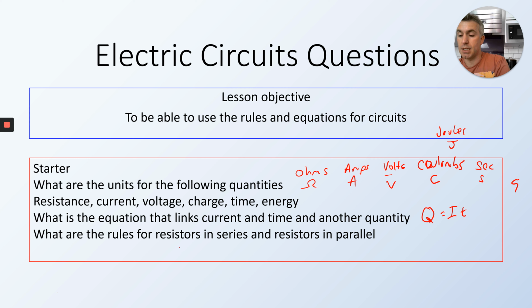Series, it is total resistance is just resistor number 1 plus resistor number 2 plus resistor number 3, and so on and so on. In parallel, there is a mathematical formula, but you don't need to know that at A level. But basically, the total resistance is always smaller than the smallest resistor.